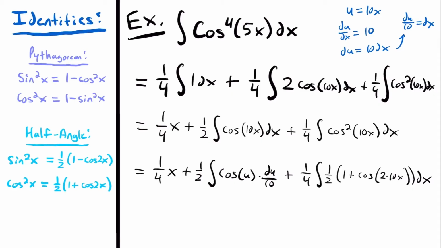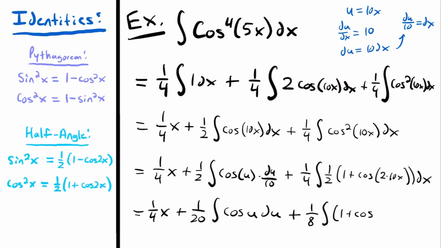All right, and so if we simplify, this will be equal to 1/4 times x plus this integral, and we can pull out this 1/10 to the front and multiply it by 1/2, and we'll have 1/20 times the integral of cosine u du, and then we'll integrate that. But first, let's rewrite this integral. This will be added to 1/4 times 1/2 if we pull that 1/2 out front, and so we have 1/8 times the integral of 1 plus cosine of 20x times dx, right? 2 times 10 is 20.